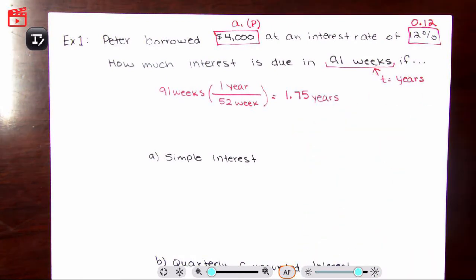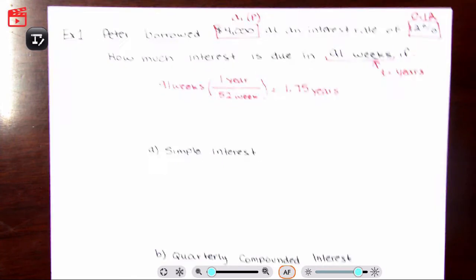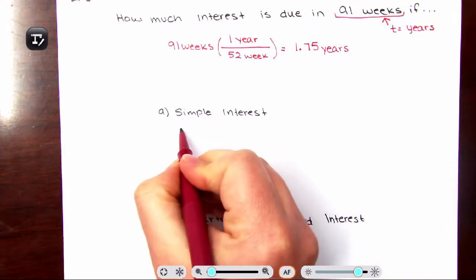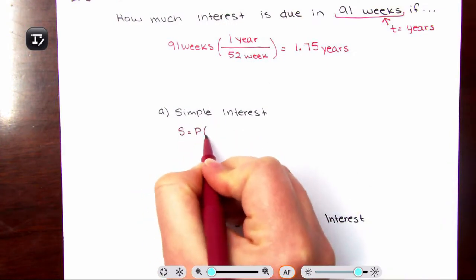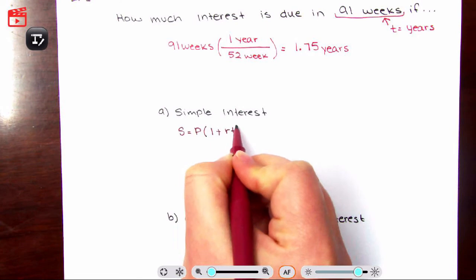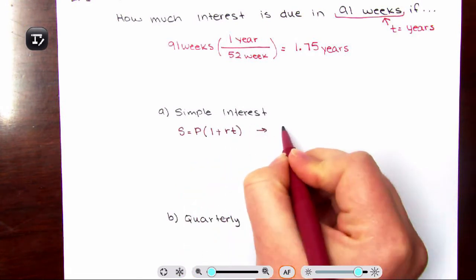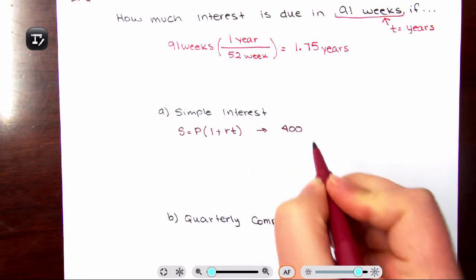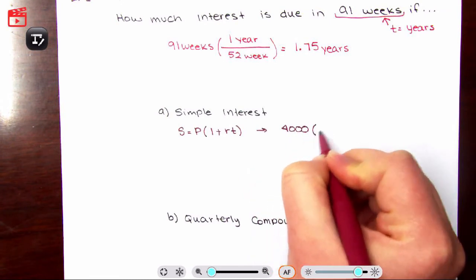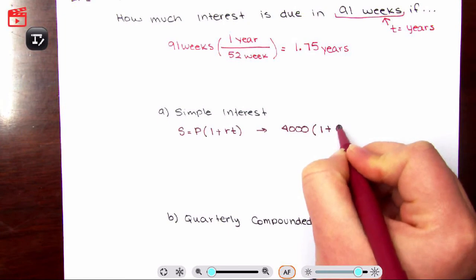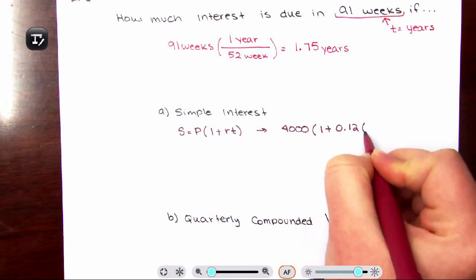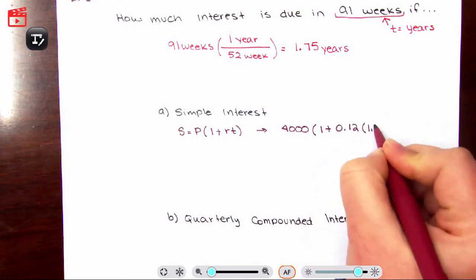Now that we have the quantity of time in years, we then get to continue to solve for our interest. So for our simple interest, using our simple interest formula, again, you can use one or the other. Our starting principal is 400. Just kidding, it's 4,000. 1 plus our rate is 0.12 times our time, which is 1.75.